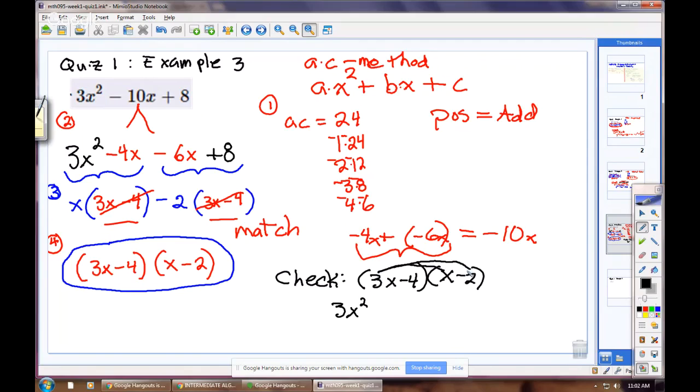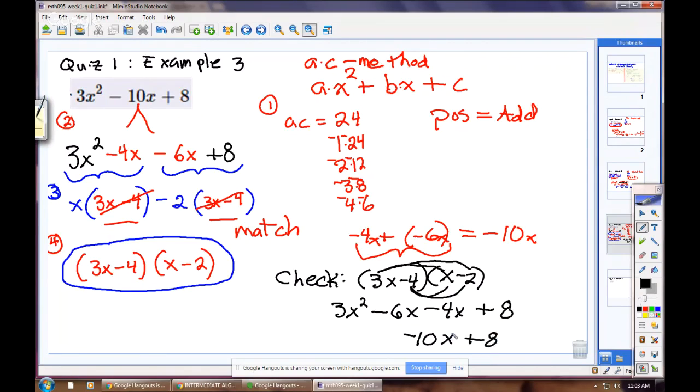3x times minus 2, always be sign conscious, is minus 6x. Done with the 3x. Now the 4, it's a minus 4. Minus 4 times x is minus 4x. And minus 4 times minus 2 is a plus 8. Always, whenever you have signs, rethink. Is that really right? Negative times a negative is a positive. Yep. Happen to be like terms in the middle.